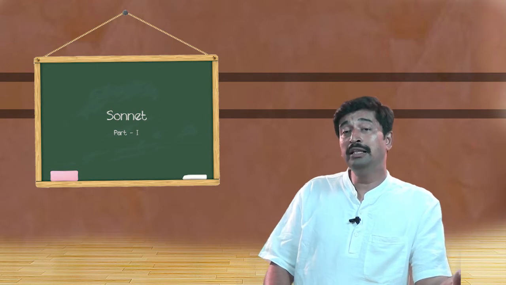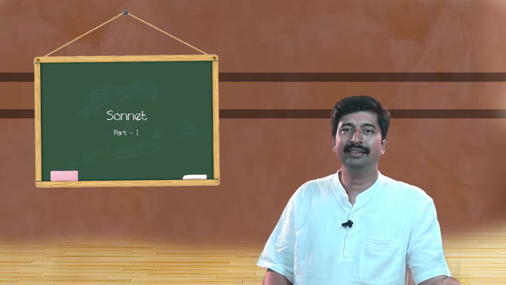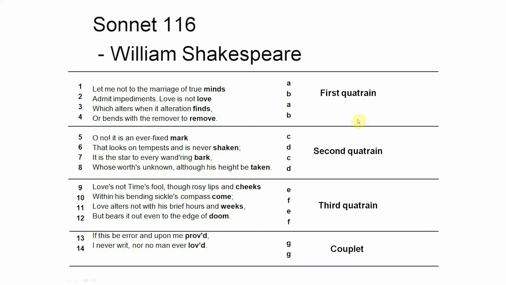Now, if we look at this pattern further, it tells us that a sonnet can be divided into four sections. The first three are four-lined stanza sections, quatrains. Four-lined is equal to quatrain. So, first quatrain, second quatrain, third quatrain, and a couplet. Four plus four plus four plus two.